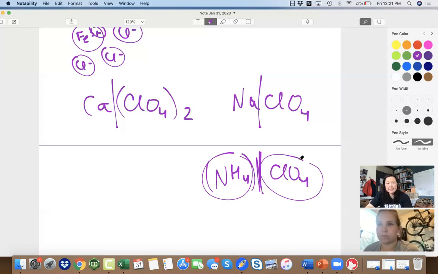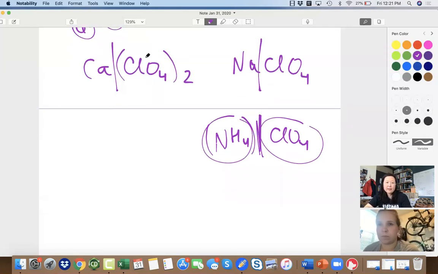All right, so in these examples, notice that we have a polyatomic ion, ClO4. So we will look up what ClO4 is called. And you'll see ClO4 minus is called perchlorate. And notice it's different from ClO3, ClO2, ClO. They all have slightly different names. So this is called perchlorate.